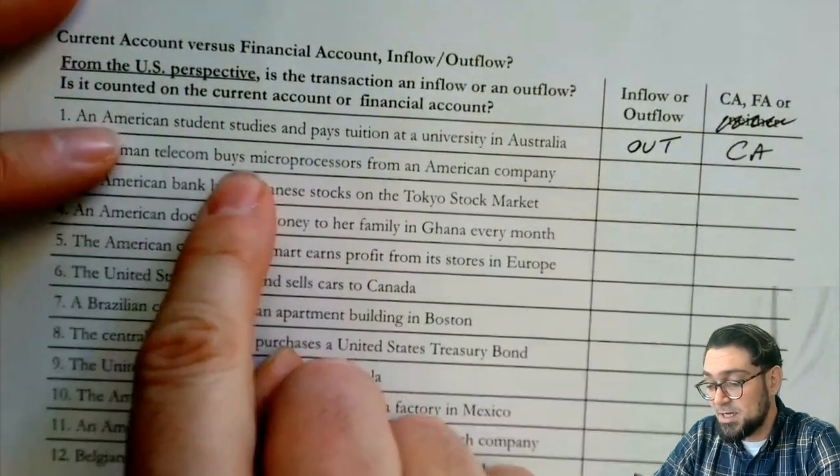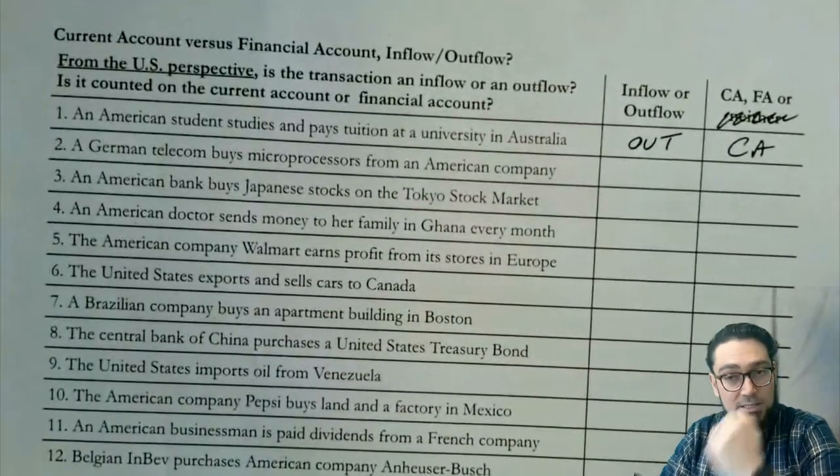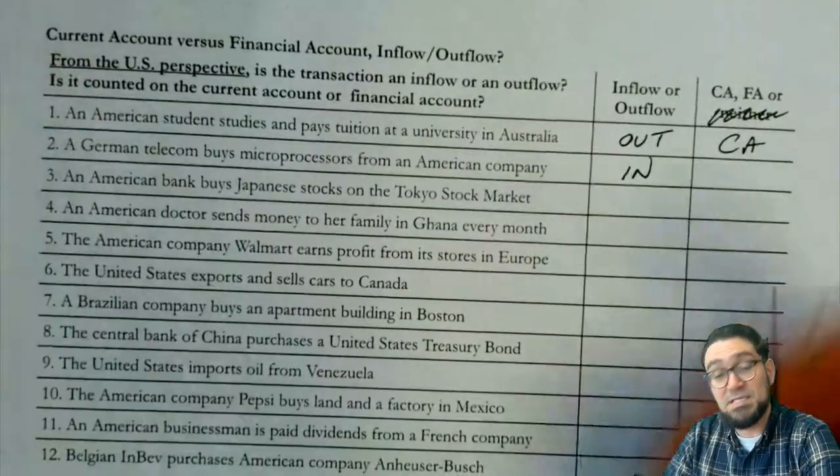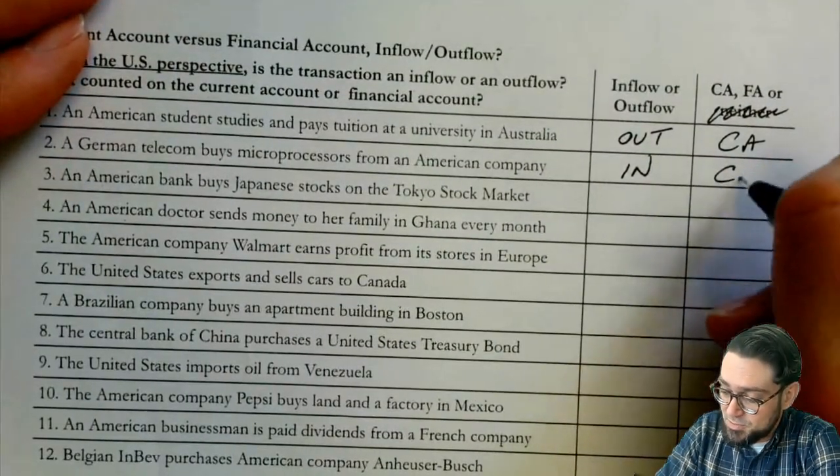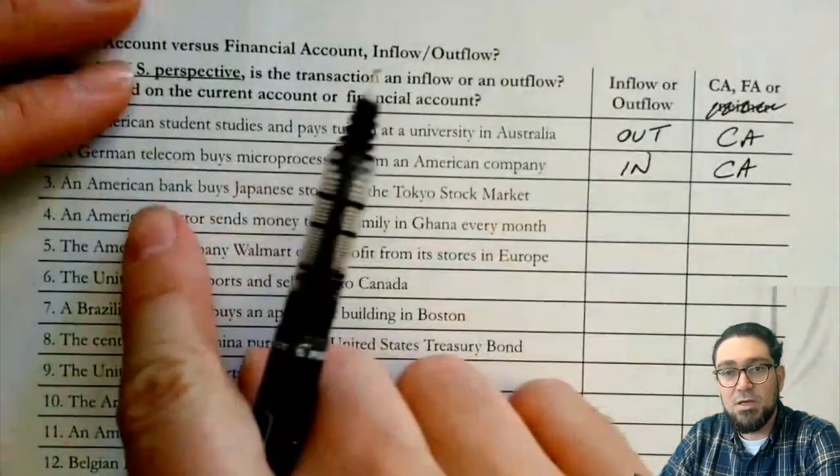Number two, a German telecom buys microprocessors from an American company. So again, that's going to be an inflow because the money's flowing in, but this one is also net exports, right? Goods and services. So it's part of the current account.